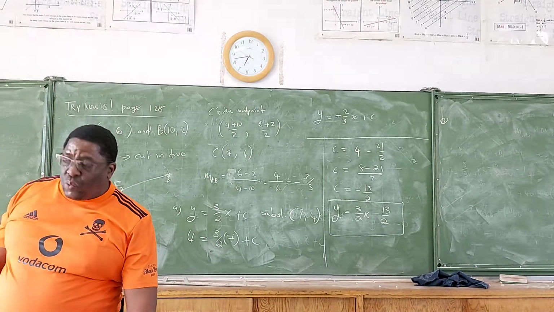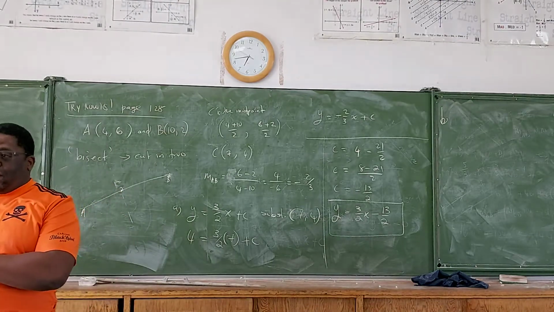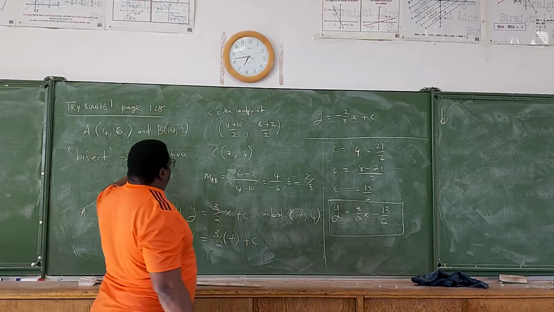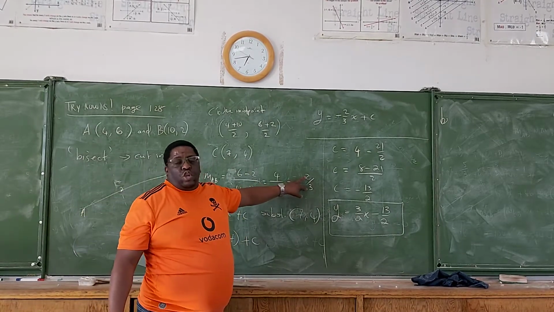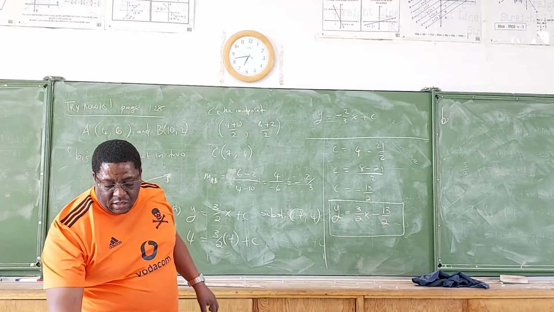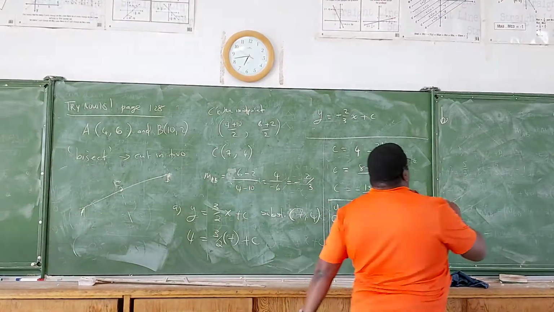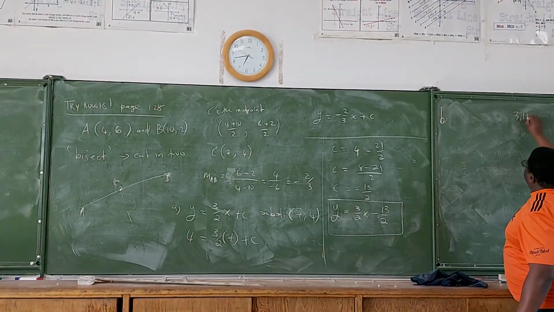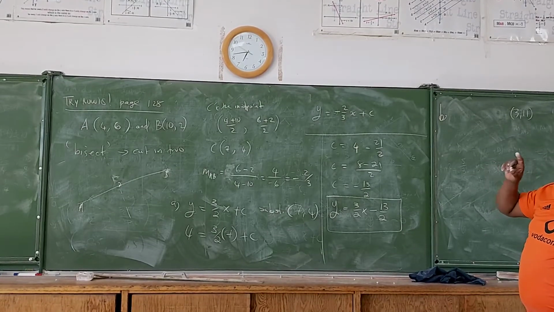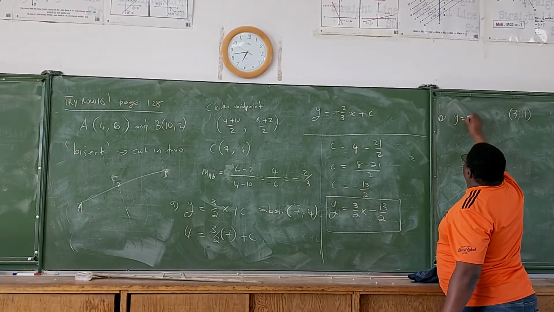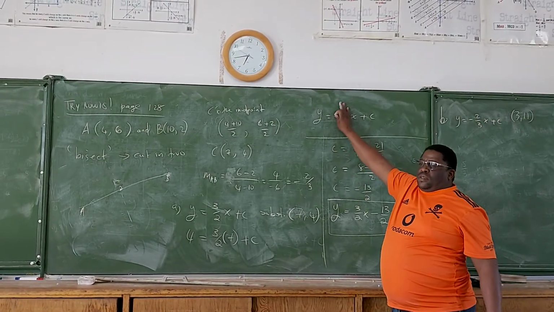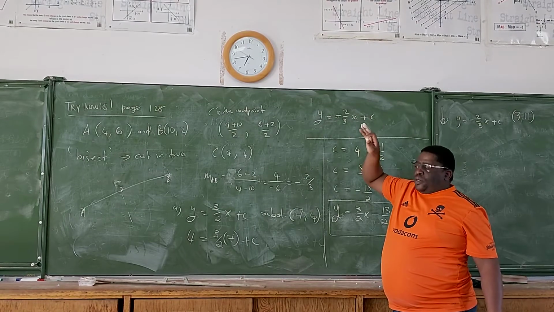So, when a line is parallel to AB, then those lines must have exactly the same gradient. What is the gradient of AB? The gradient of AB we calculated to be minus 3 upon 2. So for us to find the point C, we are going to substitute the point 3, 11. Because that point 3, 11 lies on the line that is parallel to this line. Y equals minus 2 over 3x plus C. Simply the same gradient.